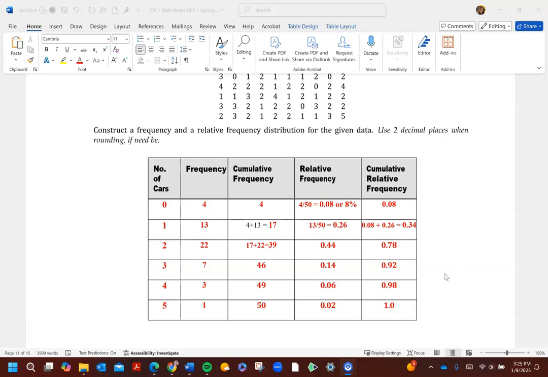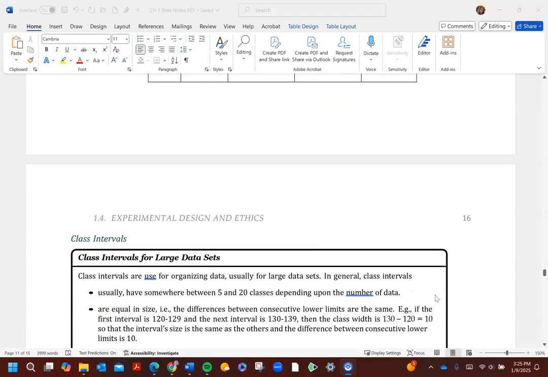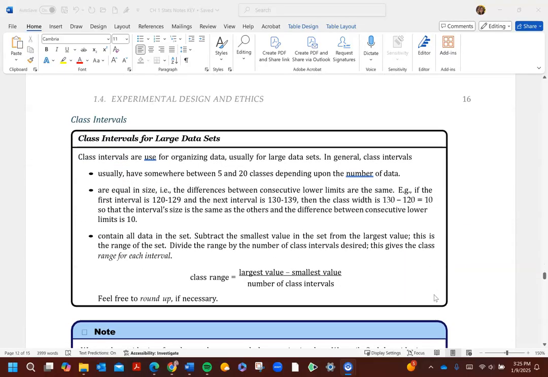And when we're thinking about things like the relative frequency and cumulative relative frequency, we're going to use those later when we are working with probability. Now we're going to look at class intervals for large data sets. So that's a way we can organize the data.